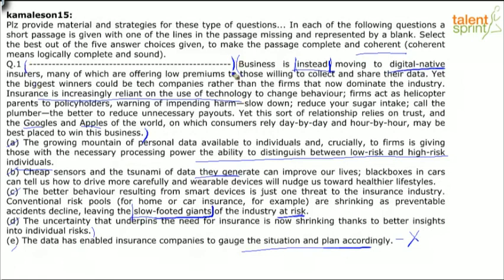So which means the first sentence should imply something that is not happening right now. And that is there in C. The better behavior resulting from smart devices is just one threat to the insurance industry. Conventional risk pools are shrinking as preventable accidents decline, leaving the slow-footed giants of the industry at risk. Because everything that they do, their procedures, their transactions, is very slow, it's high time that there is some change. So they need to move in the right direction, and the right direction is to become digitally native. So for me, the answer has to be C. Then it makes sense. That's how I'm looking at it.